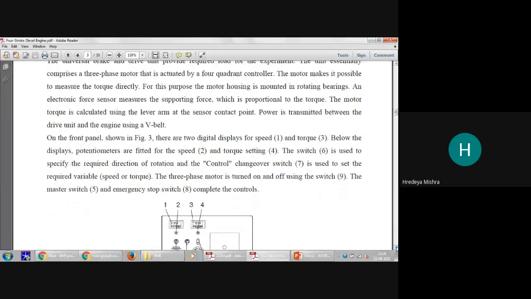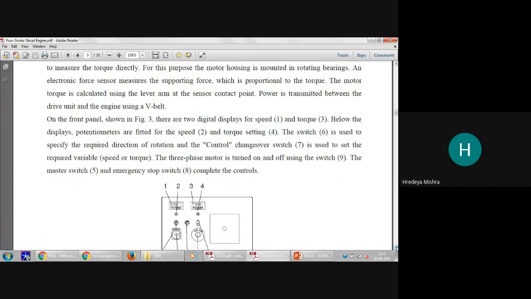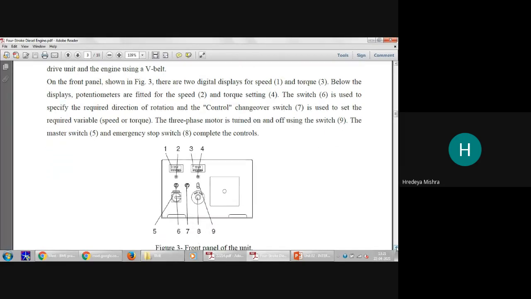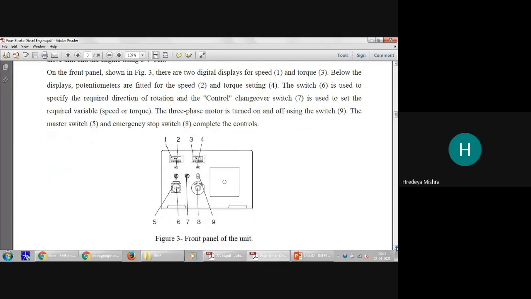Using the V-belt. On the front panel shown in figure 3, this is the front panel of the unit. There are two digital displays: 1 for the speed and 3 for the torque.